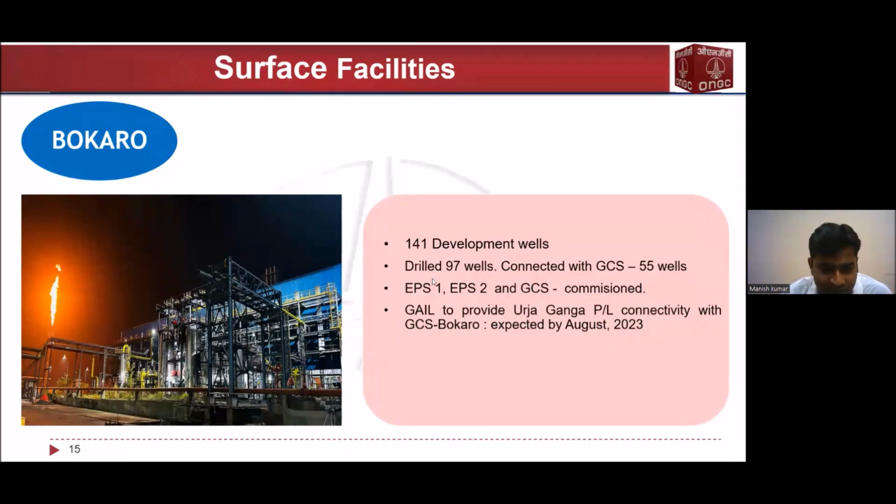And further, GAIL has to provide the Urja Ganga pipeline connectivity, which is expected by August 2023, and after the connection of this GAIL pipeline, we'll see the CBM asset coming under the production stages, and it will be on the energy map of India very soon. And we are very hopeful and positive about this, that we'll soon be producing CBM. Commercial CBM will be produced in the near future, by around 5 to 6 months.